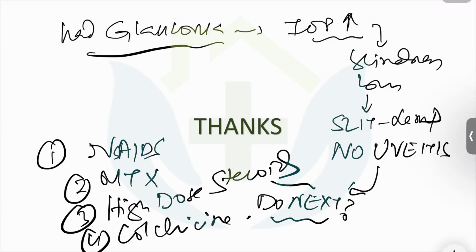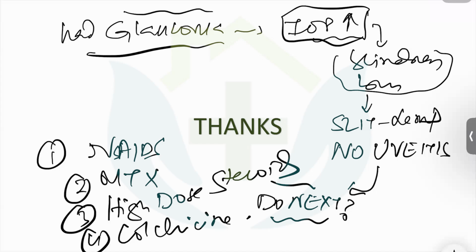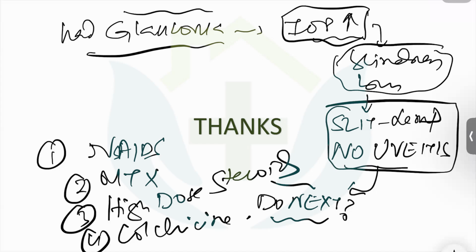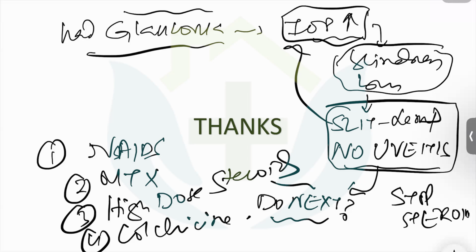So what is the answer? Colchicine. So this patient had glaucoma. You gave steroids, IOP increased, and the blurring of vision worsened. The ophthalmologist said there is no uveitis. The anterior chamber is clear, but the patient's intraocular pressure is elevated. You have to stop the steroids. So how are you going to treat this patient then? Methotrexate. So the answer is colchicine.